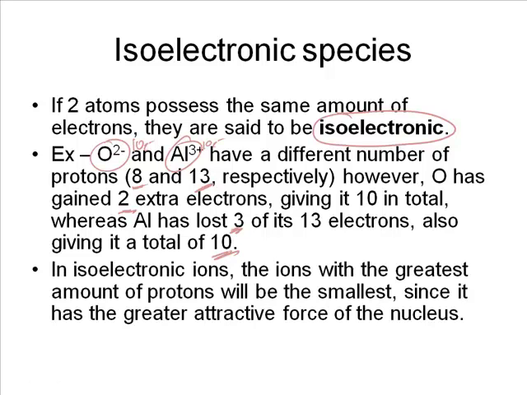Certainly in this case, you've got oxygen with 8 protons and 10 electrons, and aluminum with 13 protons and 10 electrons. Which one do you think is going to be smaller? Well, with the same number of electrons, the one with more protons has the stronger attraction. It's so much stronger in aluminum than in oxygen because it's got 5 more protons than oxygen does.